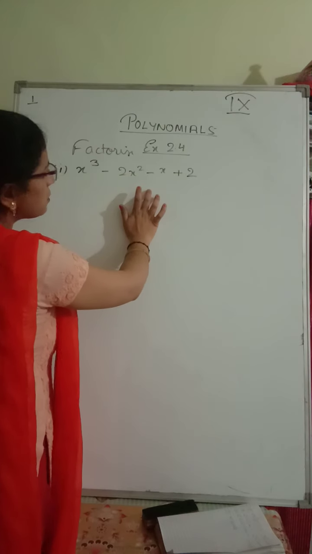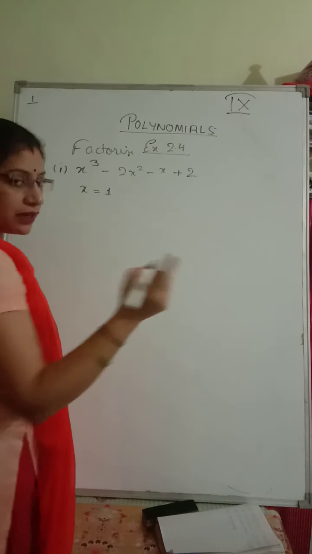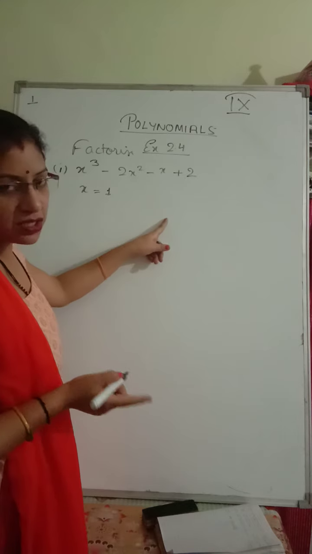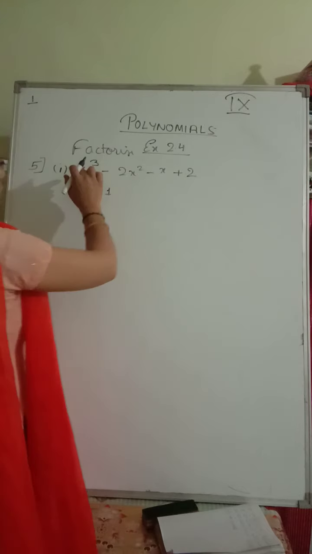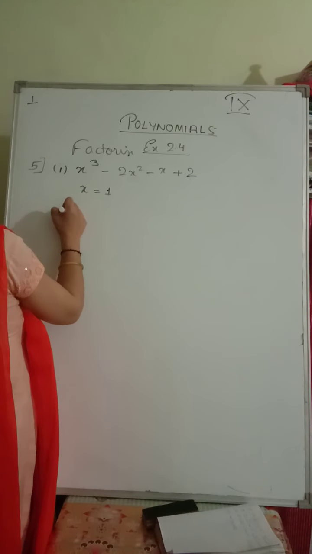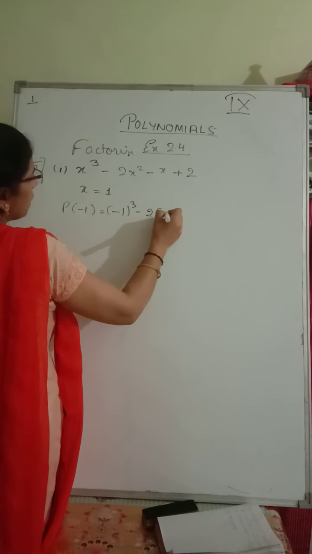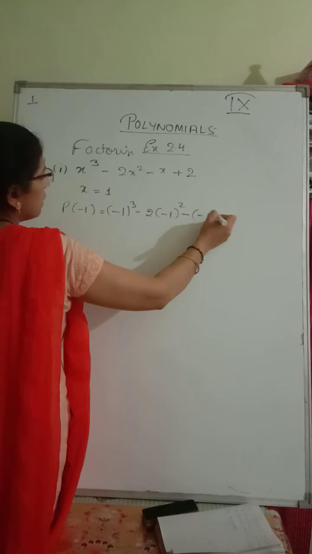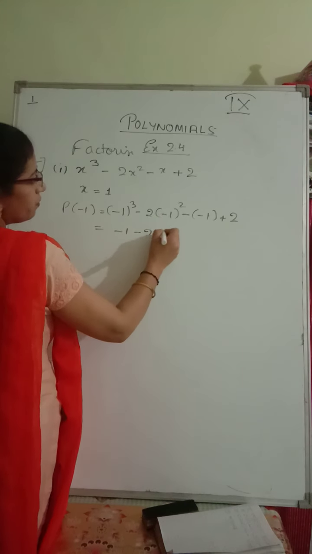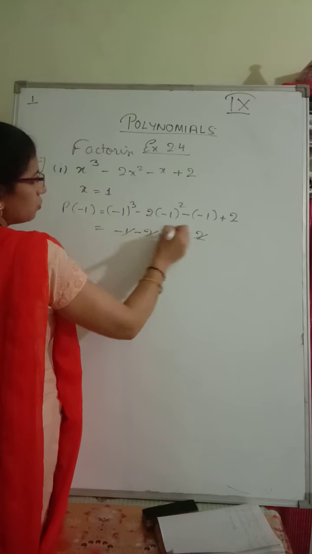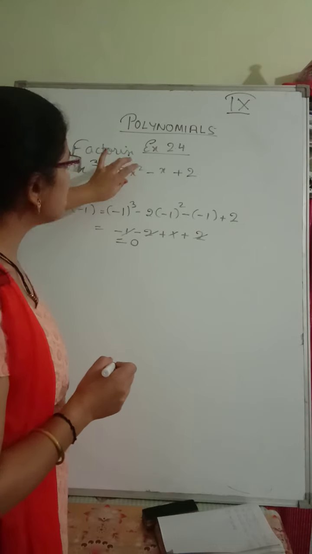We have to put in different values of x. Let me put x equals 1 first, then it will not become 0. So we will put x equals minus 1, and in the same way x equals 2, x equals minus 2, and so on. Now x equals minus 1: this polynomial becomes minus 1 cube minus 2 into minus 1 square minus 1 plus 2. So minus 1, minus 2 plus 1 plus 2 cancel out and it becomes 0. So x equals minus 1 satisfies the equation. That means this is a zero of this polynomial.